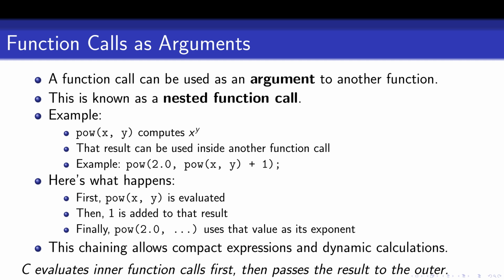Here's what happens. Pow of x, y is evaluated first and returns a value. Then you add 1 to that result. And finally, pow of 2.0 uses that sum as the exponent.